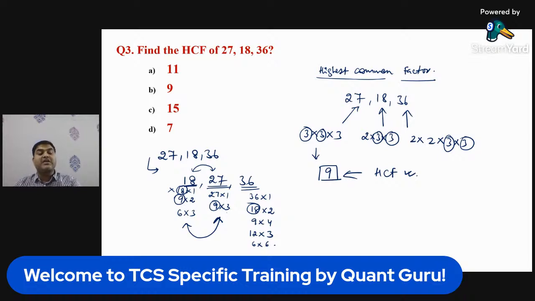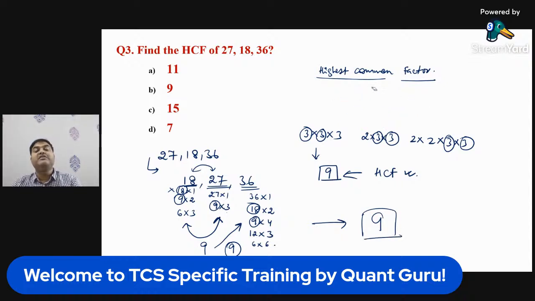9 comes here and 9 comes here. So HCF of these two numbers is going to be 9. Now let's see whether 9 comes somewhere over here. Yes, it comes here. So finally you will find the HCF of all three numbers is going to be 9 only. If you feel this is a little difficult, I'll make it even easier.